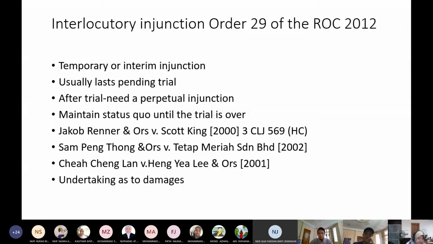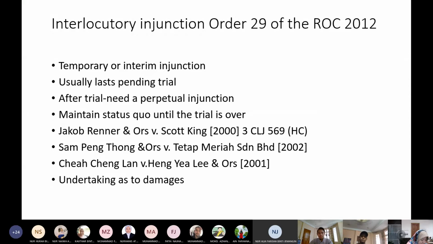And then the court will fix a hearing date for an inter partes interlocutory injunction hearing, and it is after 14 days. So basically, that's the procedure for an interlocutory application.